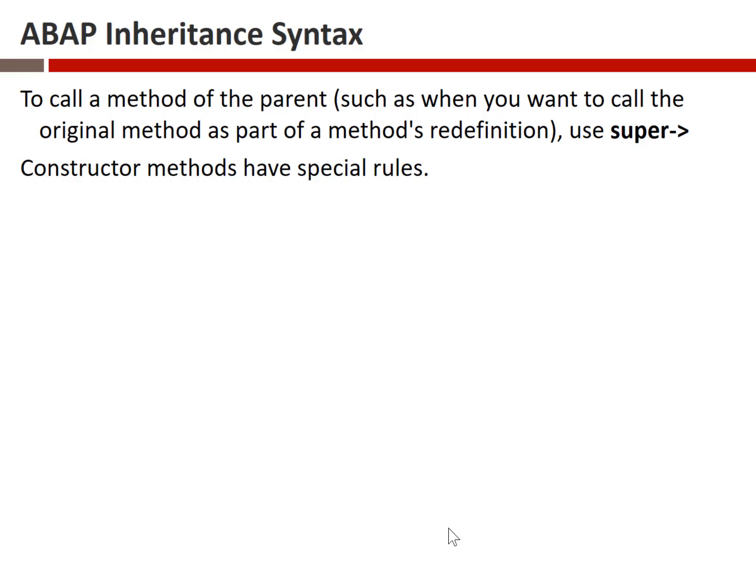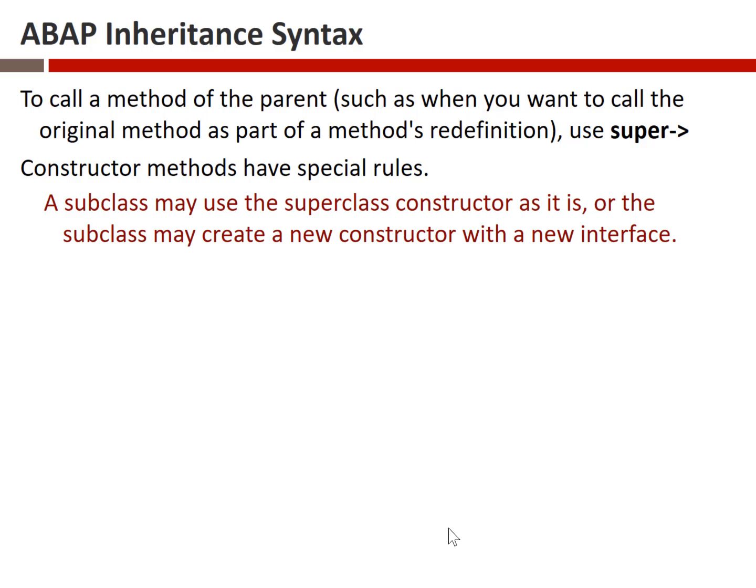Constructors have special rules, and the rules for constructors are this. A subclass may use the superclass constructor as it is, which is what's going on now in our program, or the subclass may create a new constructor, and the most important part of this sentence is these last 4 words here, with a new interface. So all of the other times we've redefined a method, we've said the interface has to stay the same. But that's not the case with constructors.